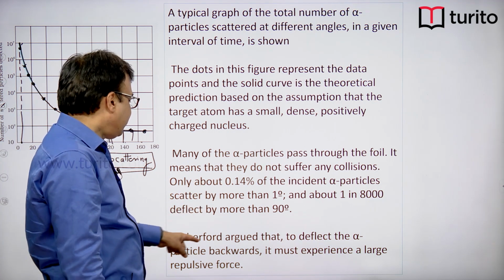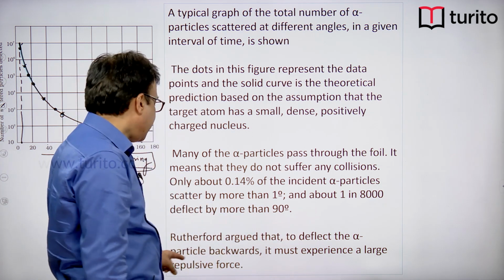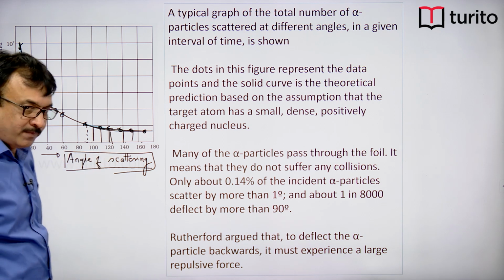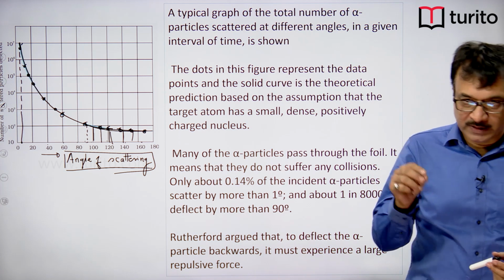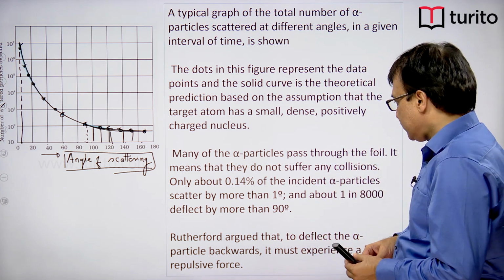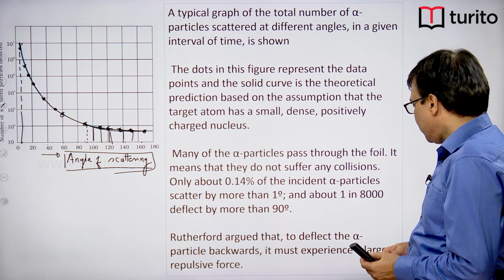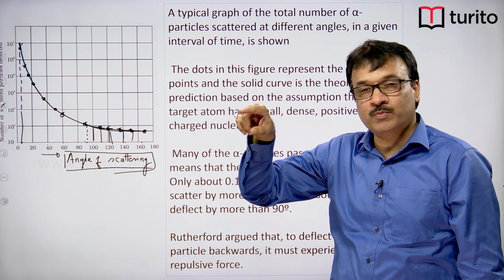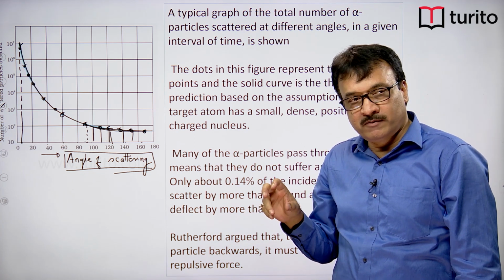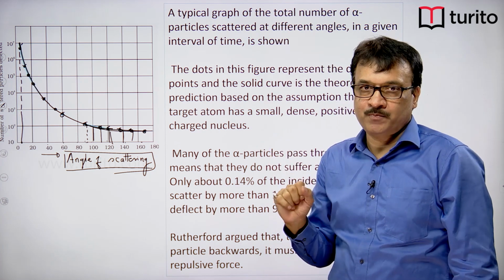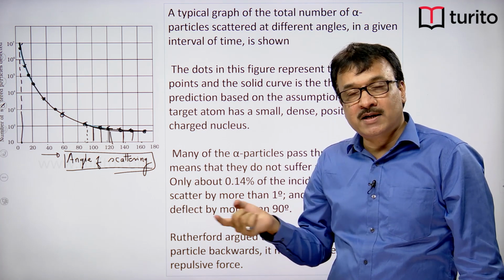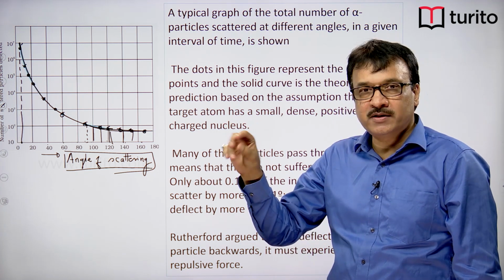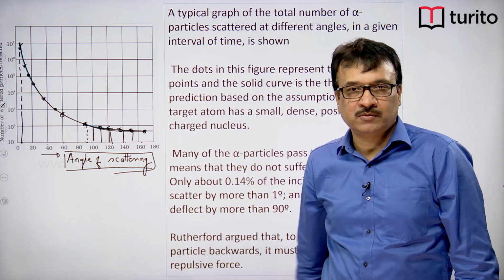Rutherford argued that to deflect an alpha particle backwards, there is rarely a particle also found which is scattered at an angle of 180 degree, and this was the catch which Rutherford explained. Rutherford argued that to deflect an alpha particle backwards, it must experience a large repulsive force. If a particle retraces its path due to repulsive force, then the repulsive force must be very strong. If the repulsive force is very strong, then that repulsive force must come from the positive charge, because the alpha particle itself is carrying positive charge, and the positive charge inside the atom must be concentrated at a point, so that the whole positive charge, concentrated in a small volume, can give a significant repulsive force to the alpha particle.